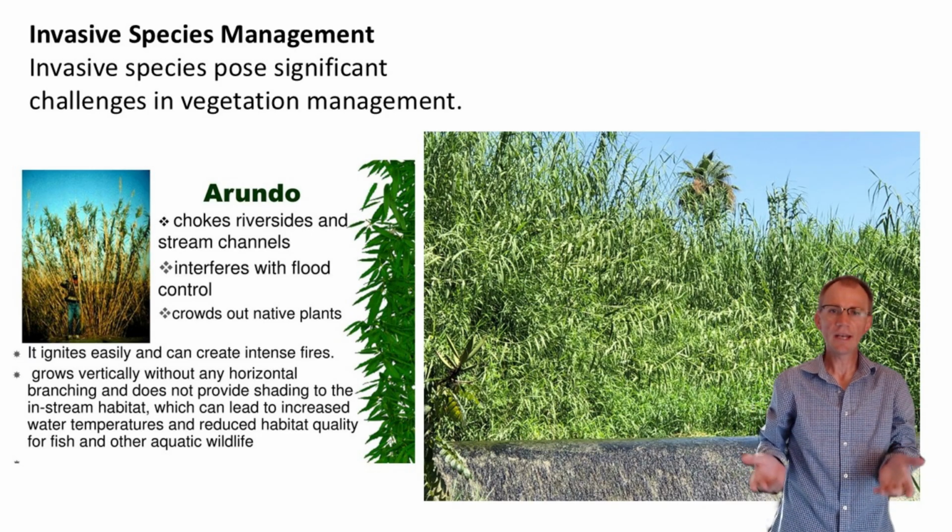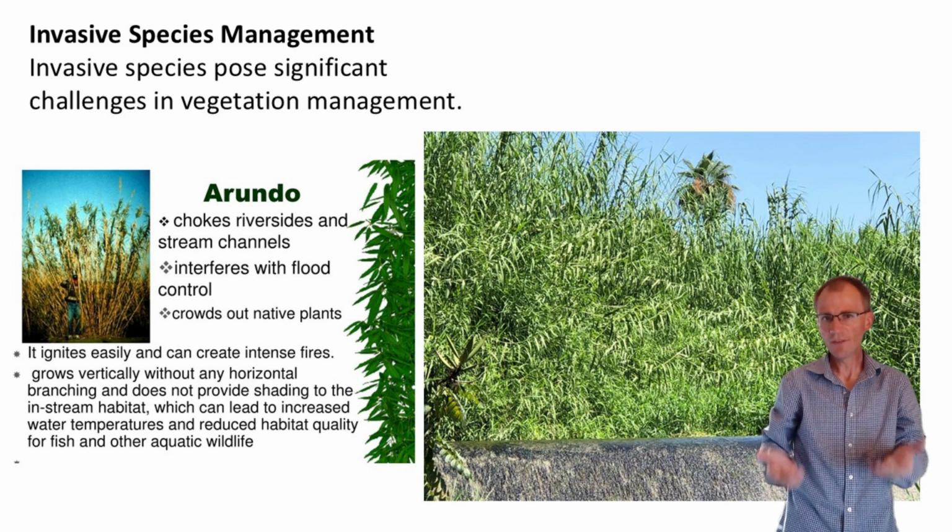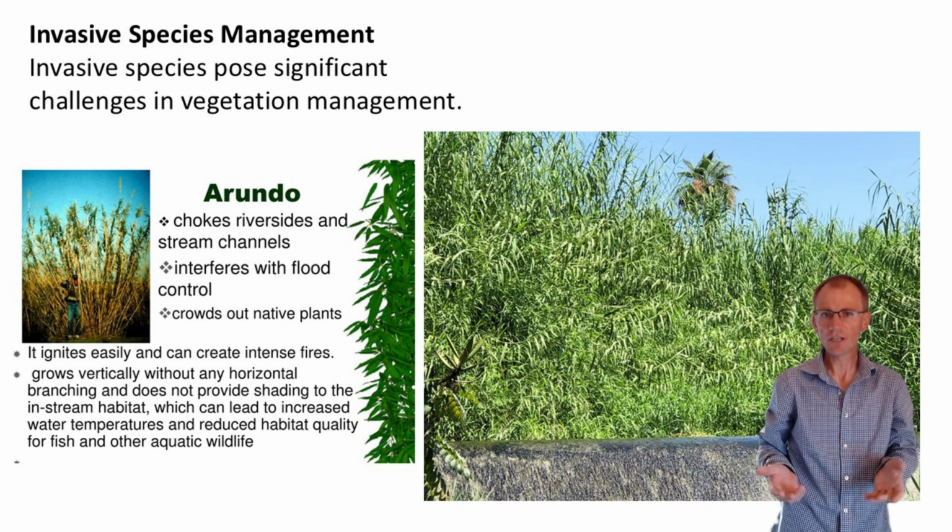On this slide, we're looking at invasive species management. Invasive species pose significant challenges in vegetation management. As you can see here, arundo. This chokes riversides and stream channels, interferes with flood control, and crowds out native plants. It ignites easily and can cause intense fires. It grows vertically without any horizontal branching and does not provide shading to the in-stream habitat, which can lead to increased water temperatures and reduced habitat quality for fish and other aquatic wildlife.